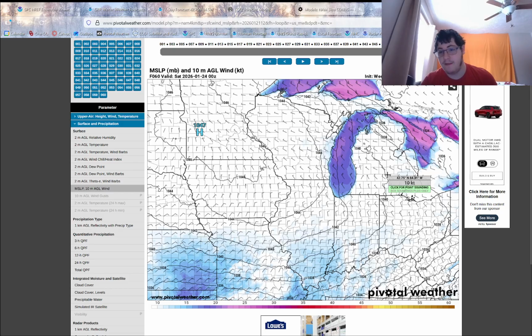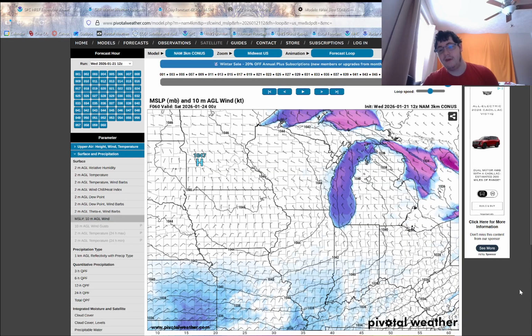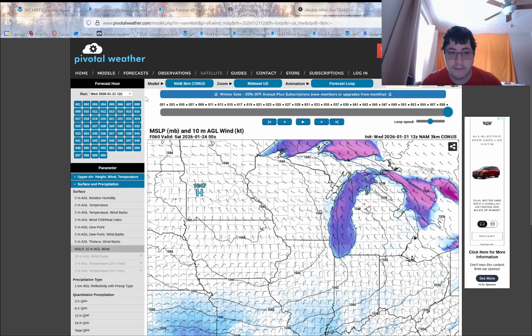And even then, even though it looks empty, it's still around 10 miles per hour. 10 knots, 11-ish miles per hour. So if you get some stronger gusts in there too, that's really going to add to the cold temperatures that are going to be coming in at that time.